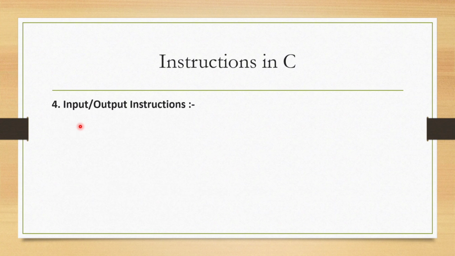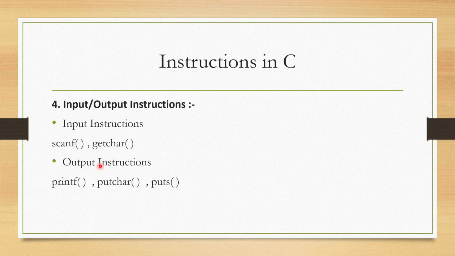Next we have input output instruction. It is used to read value from the user and give them back output. Input instruction consists of scanf, which is used to read formatted data from the user. Next we have getchar, which is used to read a single character from the user.